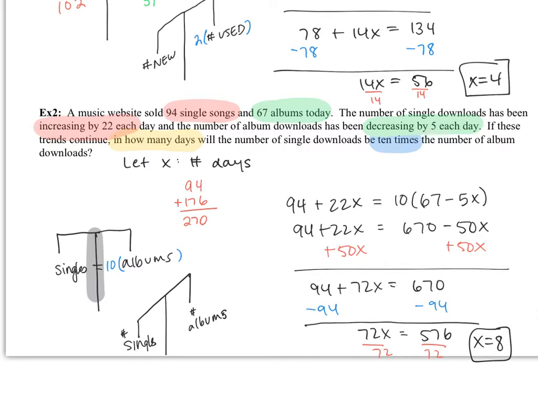Now for albums, we're starting with 67, and we're decreasing by 5 each day for 8 days, so that would mean we're decreasing by 40, which will give us 27. If I were to hang these numbers on my scale, I would have 270 on the left and 27 on the right. So we can see how it would tip in this direction. This side would be heavier. But if I were to multiply 27 by 10, that would bring my scale back to even.